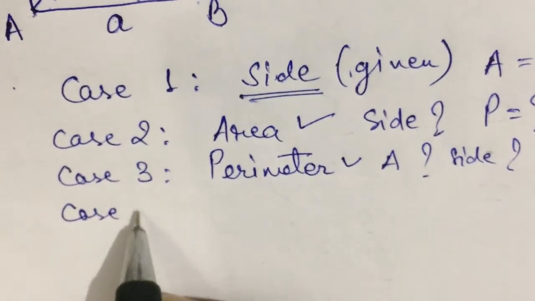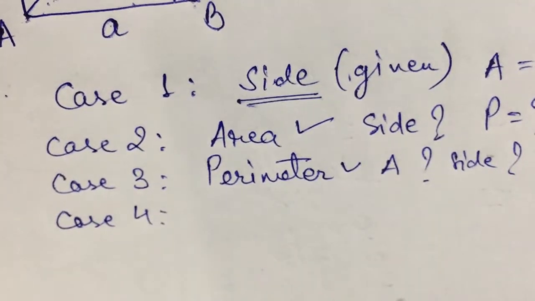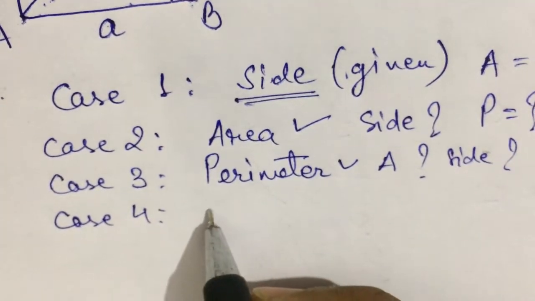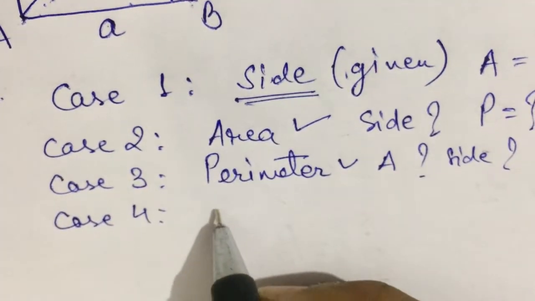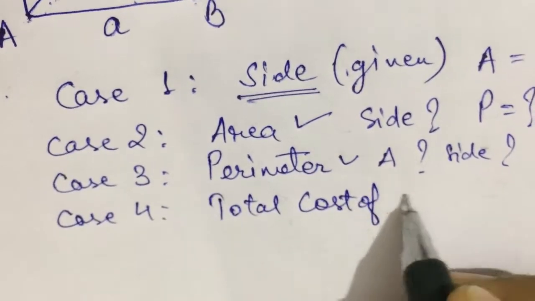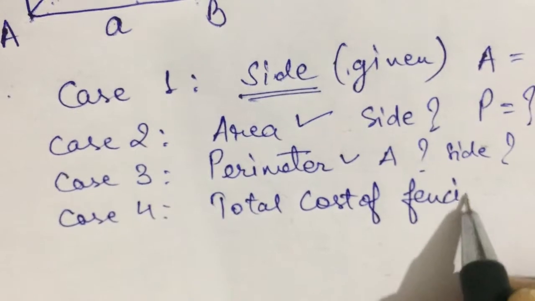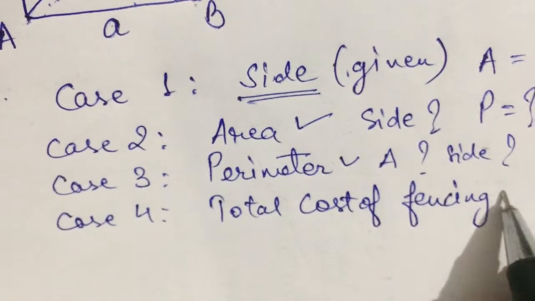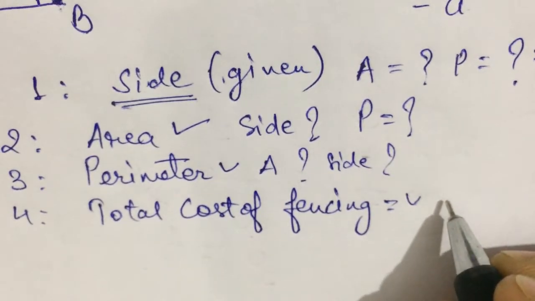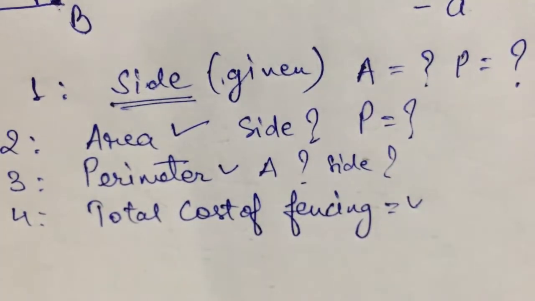Case 4: they may give you the total cost of fencing. So if the total cost of fencing is given, they'll also give you that 1 meter's cost is this much.